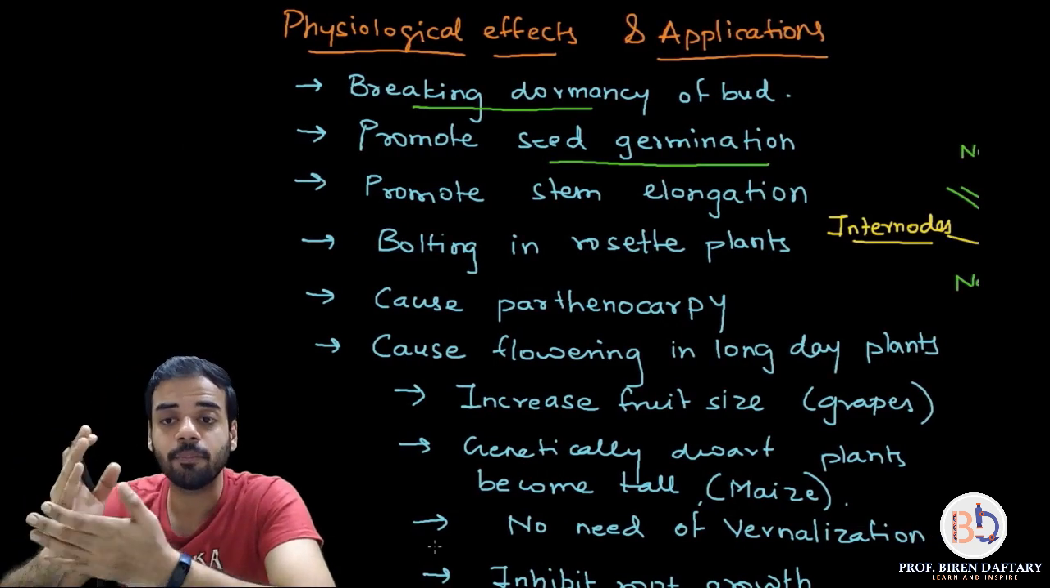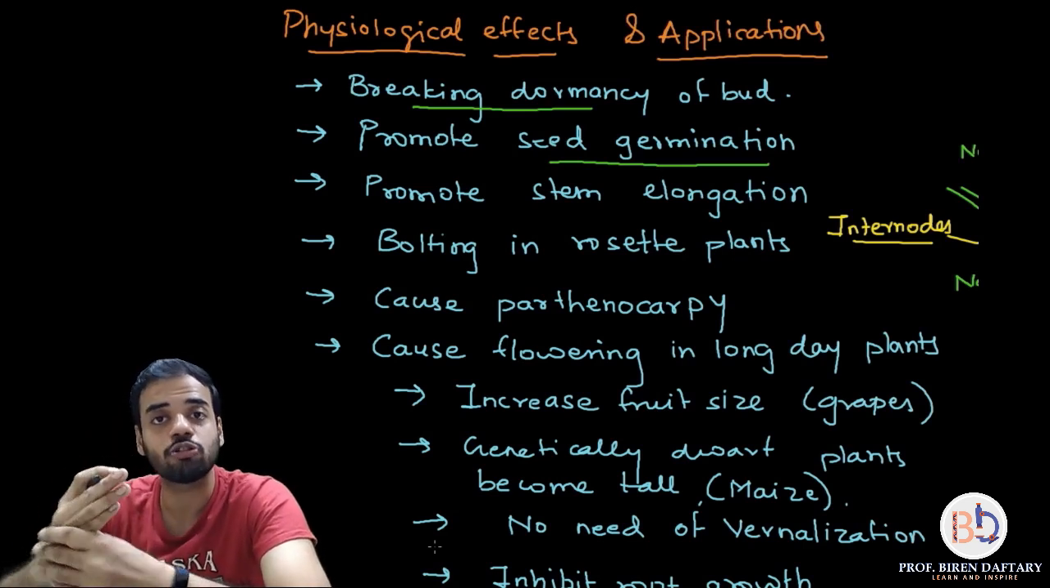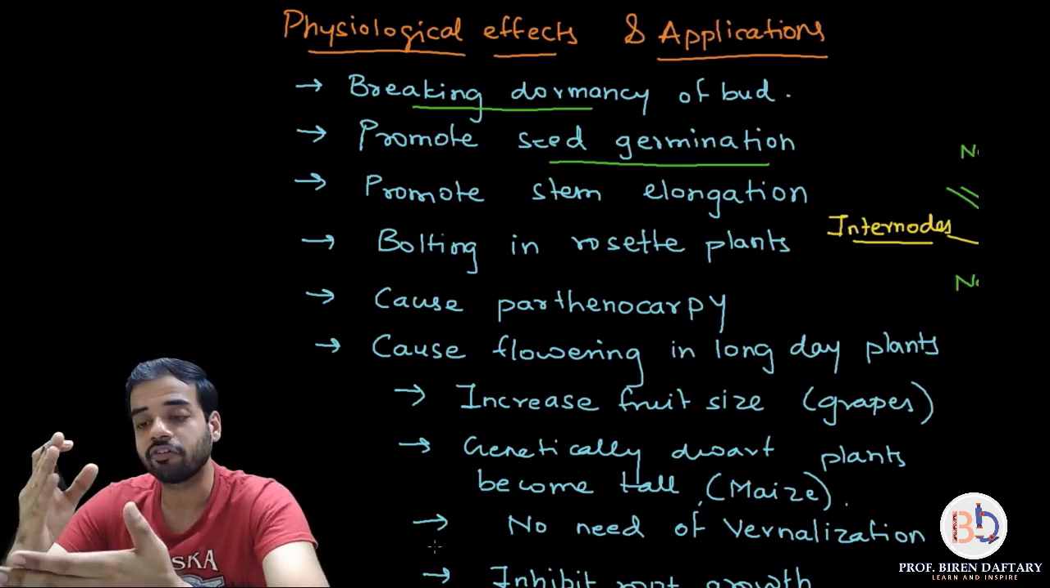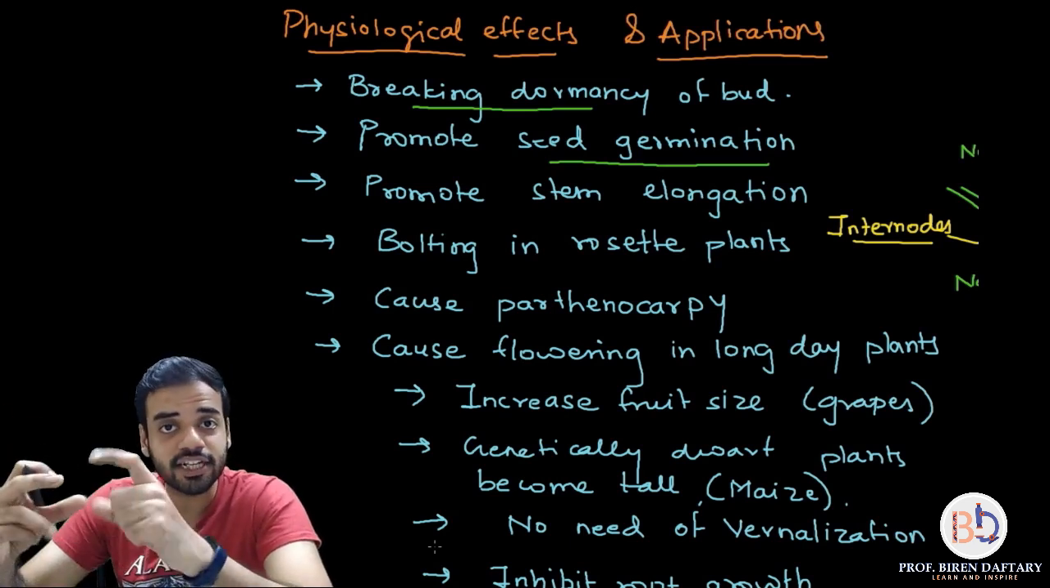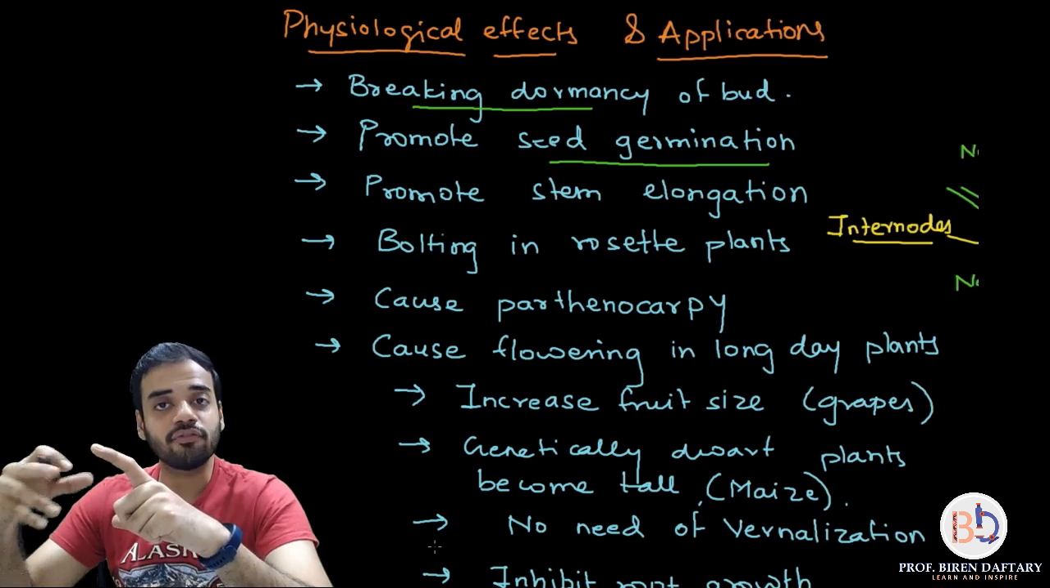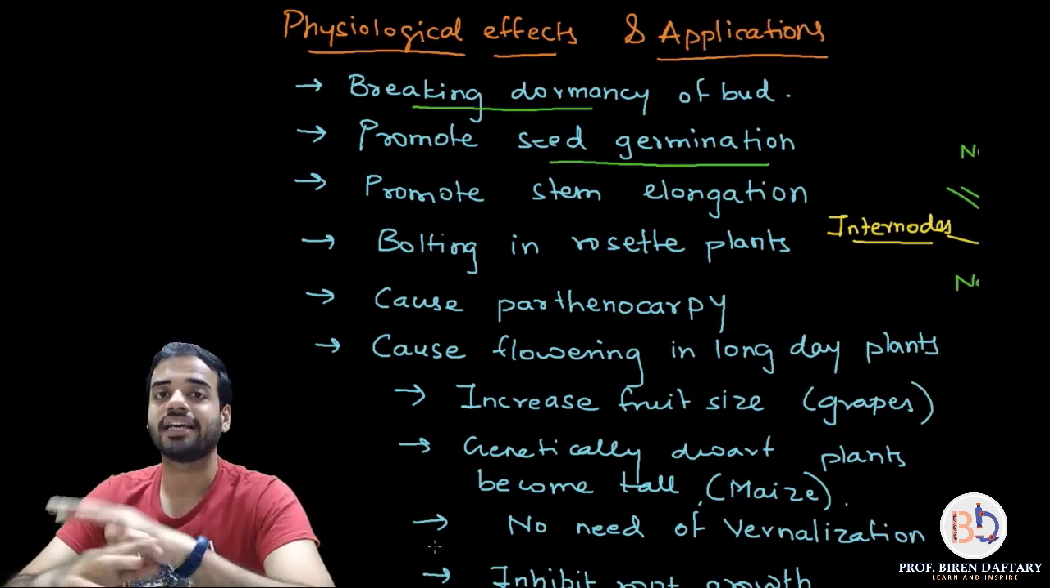Next is they help in bolting in rosette plants. Now bolting is also elongation of the internodes. However, bolting is a process in which before flowering the internodes increase in length, and when flowering begins the internodes do not extend in length.